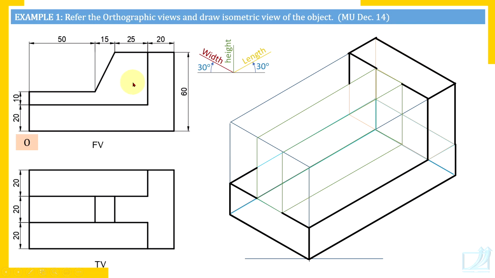How to create shape? I have told you many times. First, principal edges, means edges which are parallel to length, width, height axis. And then non-principal edges.